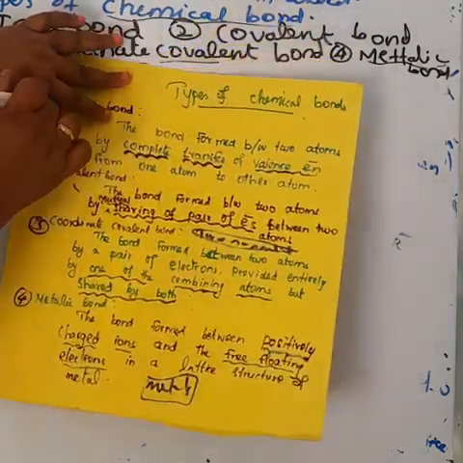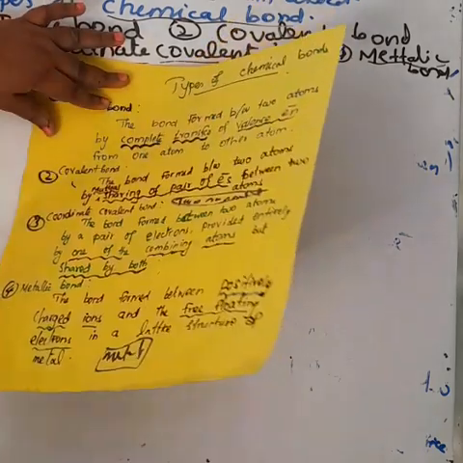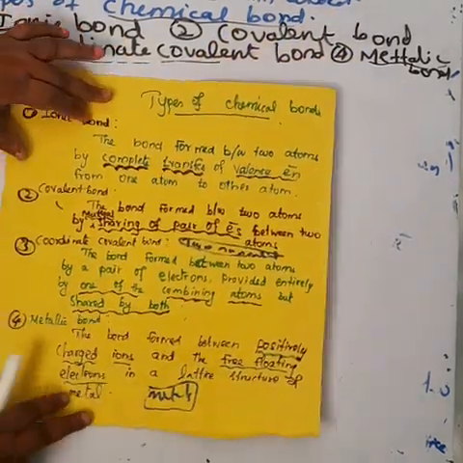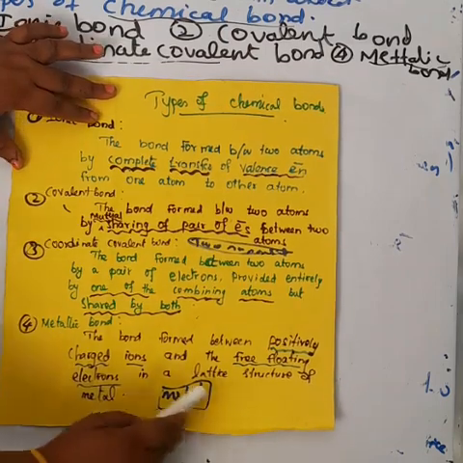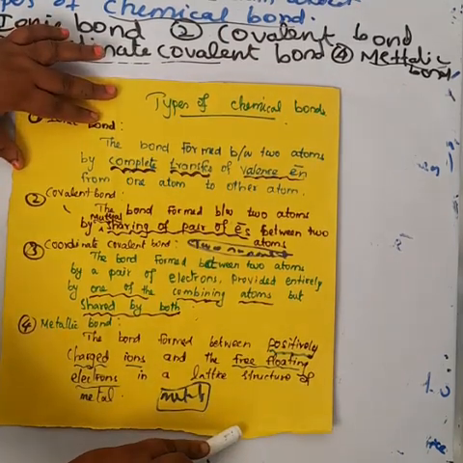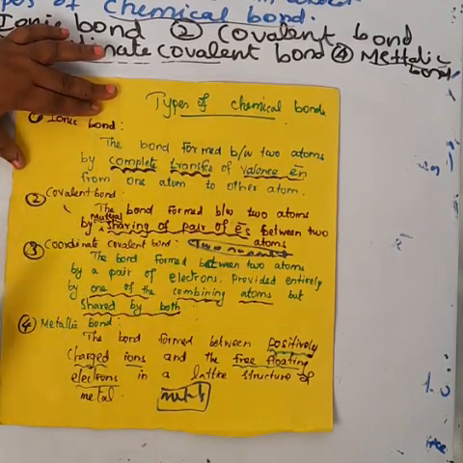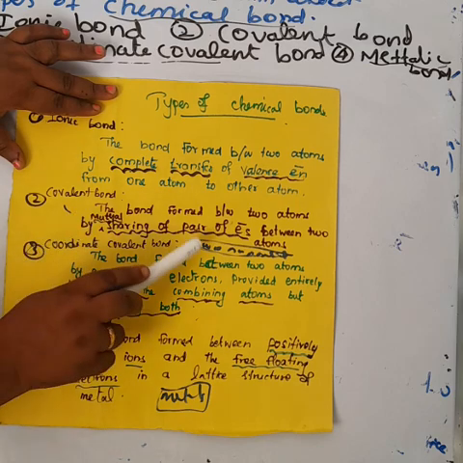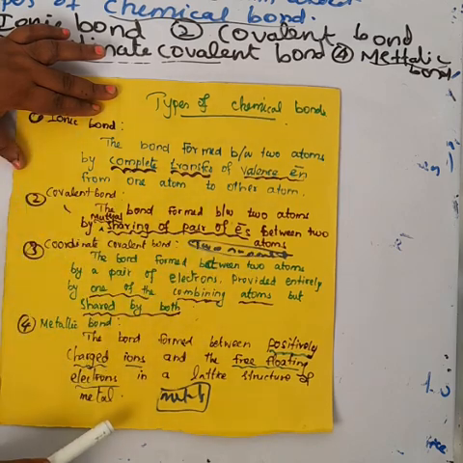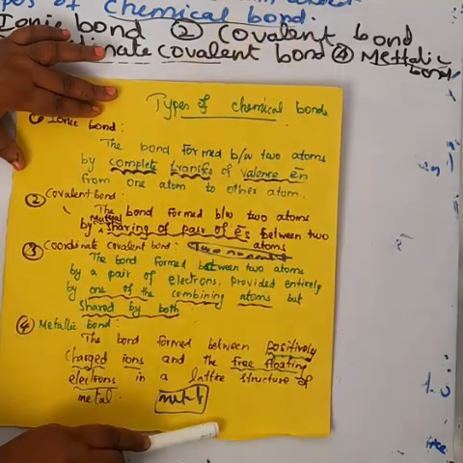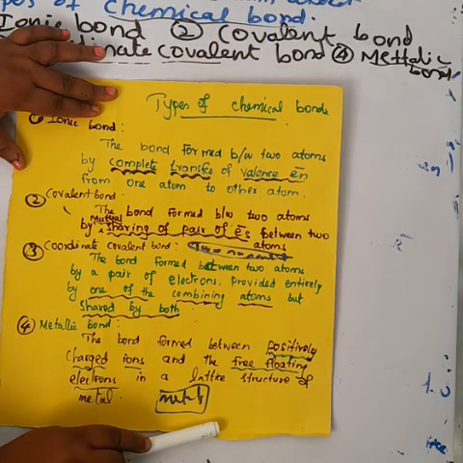Whatever metals are there, sodium, magnesium, copper, iron, these are the metals. So metallic bond is formed between metals. Ionic bond is formed between metal and non-metal. Coordinate and covalent bonds are formed between two non-metals. Understood? Let us discuss the types of chemical bond with an example.